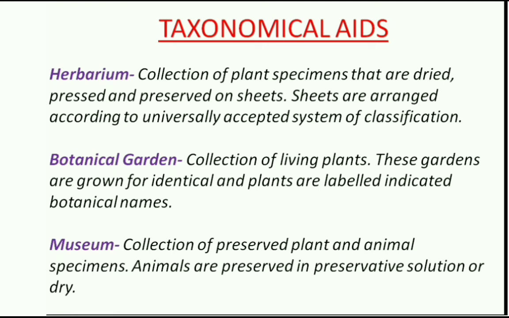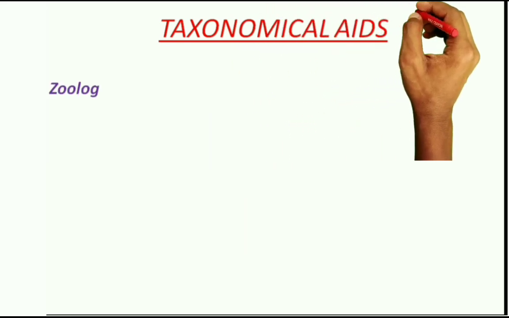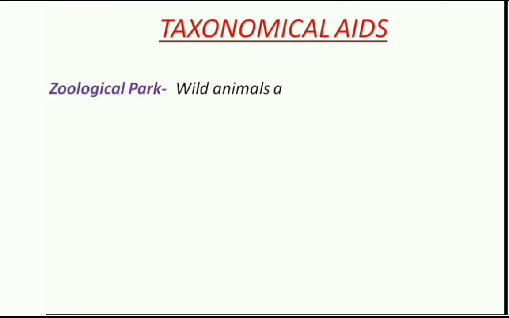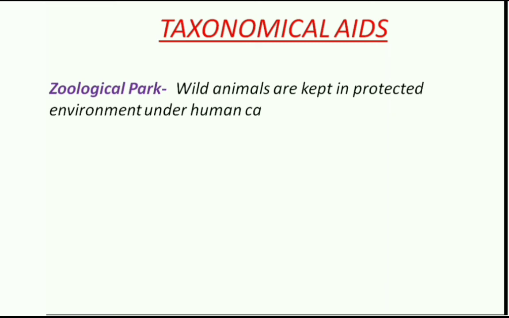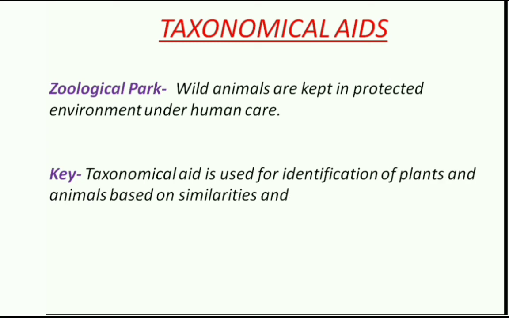Next is the zoological park. The wild animals are kept in a protected environment under human supervision. Now we will look at the taxonomical keys. These are the aids used for identification of plants and animals based on similarities and dissimilarities.